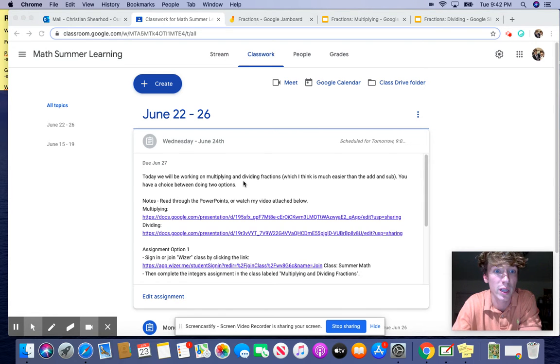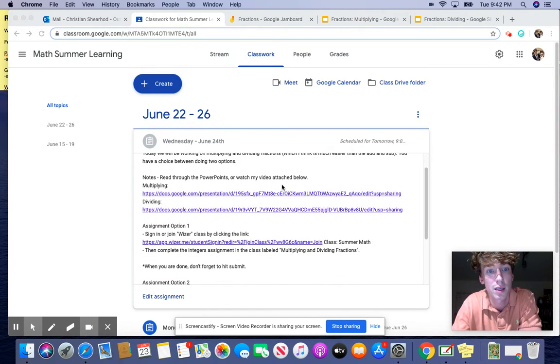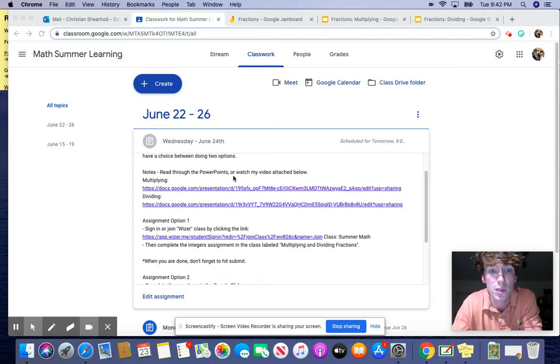Okay, today we're going to be working on multiplying and dividing fractions. This is going to be for the assignment for Wednesday, June 24th. Right here are the notes. You should read through these, maybe try and practice a little bit. Let's go ahead and go over the first one. It's going to be the multiplying one.